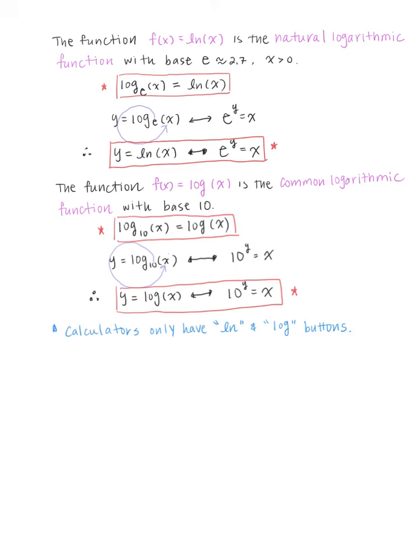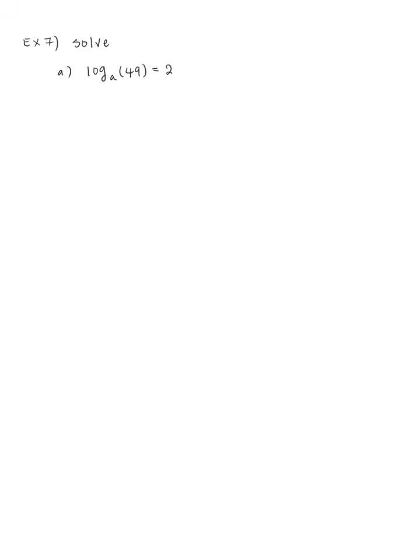Now, our next topic is to solve log equations. So let's get started. Example 7. Solve log base a of 49 equals 2. Later on, we're going to be learning more properties of the log, so you won't have to go through the formal definition to solve an equation. But for now, we only know the definition, so let's use that. So first, I'm going to write this in exponential form, which is a to the second power equals 49.